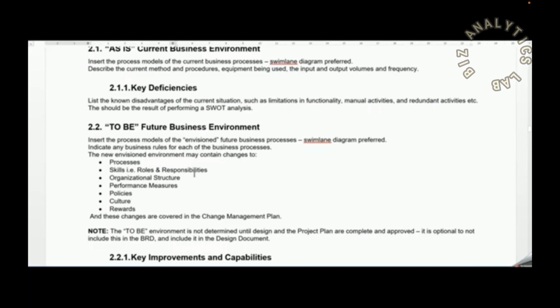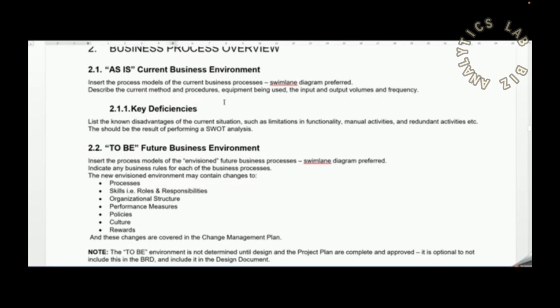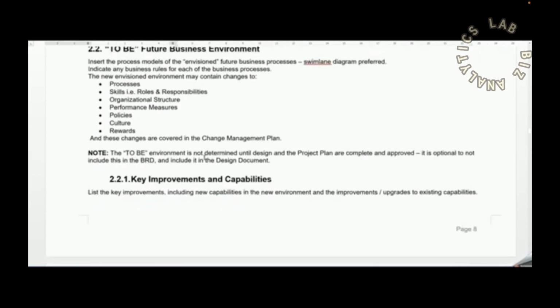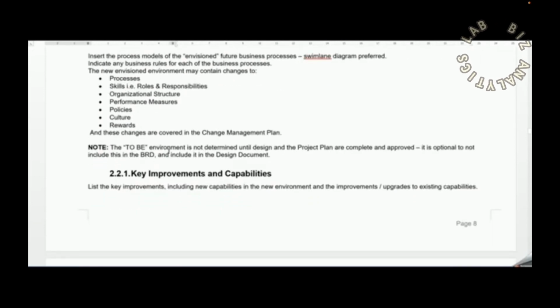So the environment is not determined until design and the project plan are complete and approved. It is optional and not to be included in this business requirement document, and you can also include it in the design document at a later phase, so it depends on you knowing the scope of the project. You will have to work with a project manager or with your supervisor or manager in order to determine whether or not you have the new to-be business processes ready. Okay, and then you can also include key improvements and capabilities that are to be improved upon, or any kind of upgrades that are going to be made to existing capabilities.